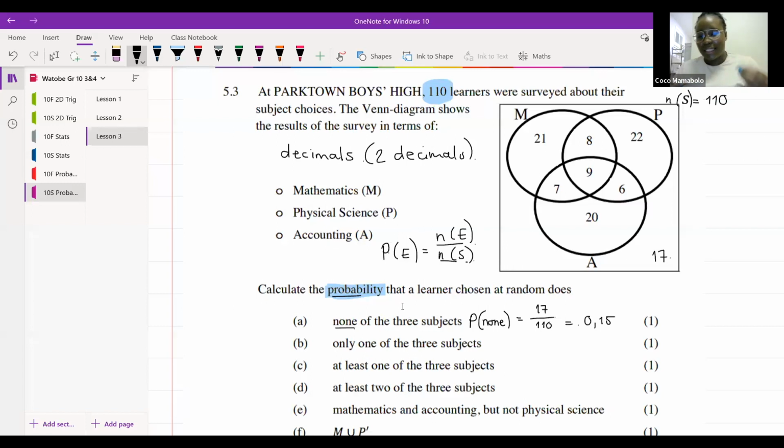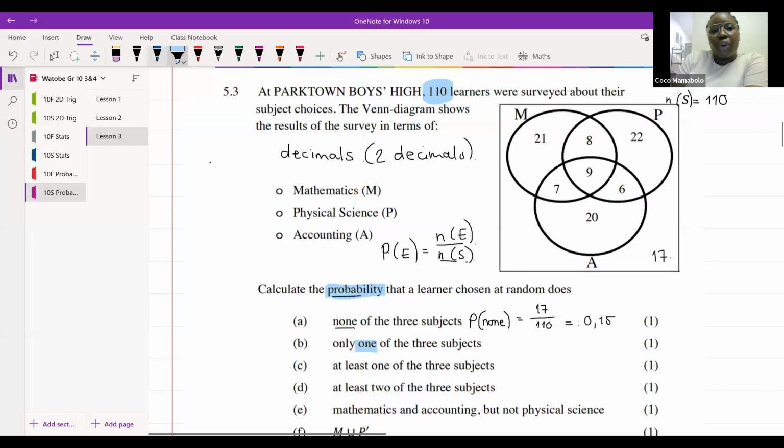Okay, excellent. Let's look at this next one because this one is going to be a little bit trickier. It says here, what is the probability that a learner chosen at random does only one of the 3 subjects? Let's go look at our Venn diagram. How many students do only one of each? For accounting is 20. Correct. And for physics is 22. And then for math it's 21.